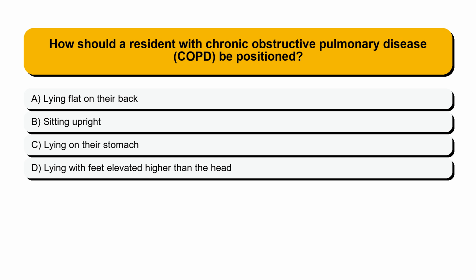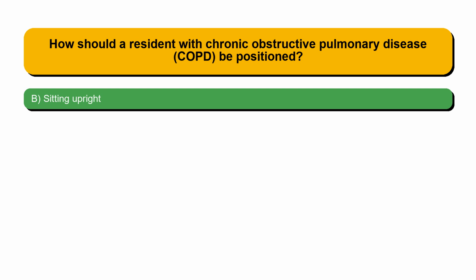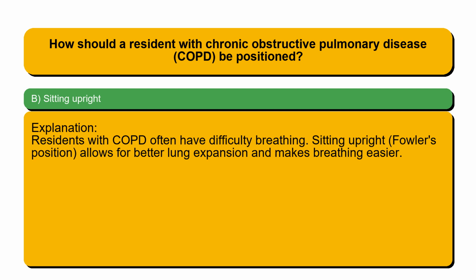Question 13. How should a resident with chronic obstructive pulmonary disease, COPD, be positioned? Option A. Lying flat on their back. Option B. Sitting upright. Option C. Lying on their stomach. Option D. Lying with feet elevated higher than the head. The correct answer is option B. Sitting upright. Residents with COPD often have difficulty breathing. Sitting upright, Fowler's position, allows for better lung expansion and makes breathing easier.